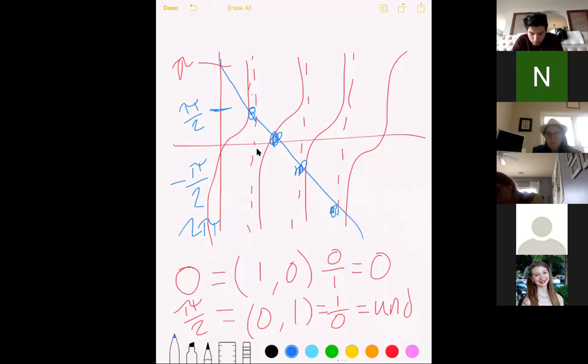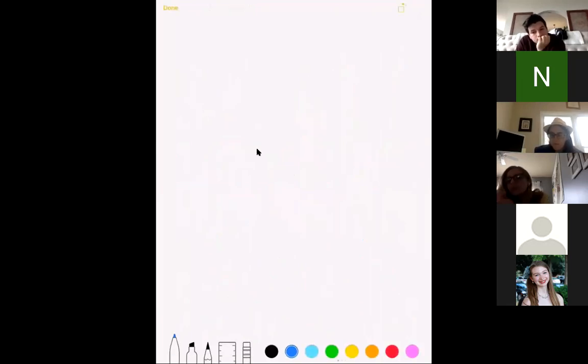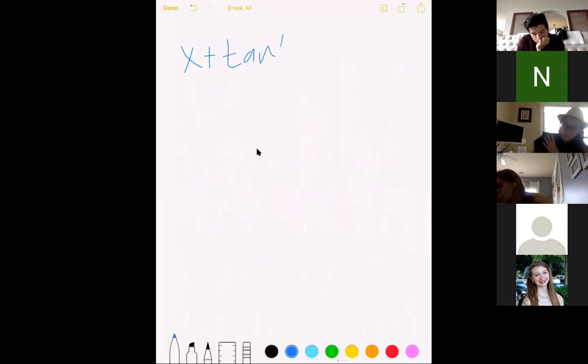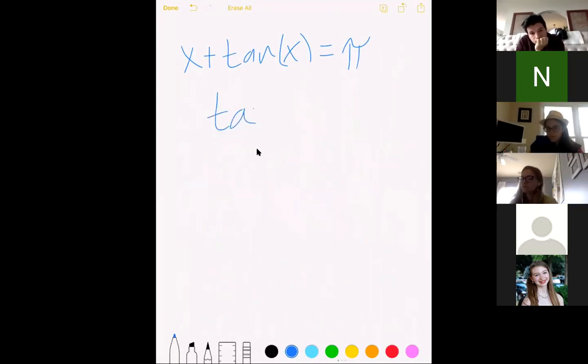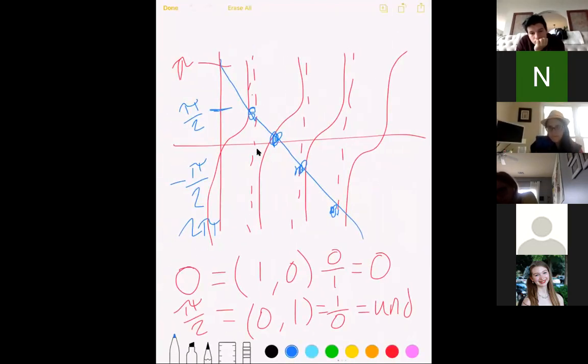Yeah. So basically, if you have the equation that they gave you, x plus tan of x equals pi, and you were to solve it for tan of x, you would get tan of x equals pi minus x, which is what we just graphed. So if we're saying where are they equal, it would be the places where they intercept the function. Okay, thank you.